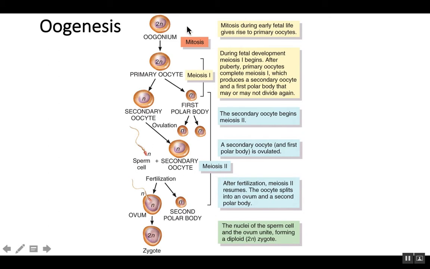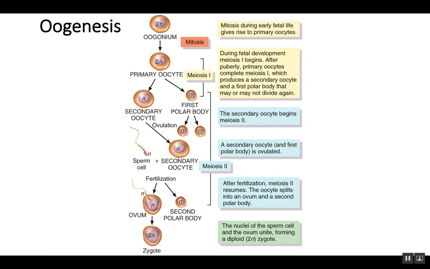But let's start at the beginning, and you'll notice many of these names are similar, but instead of a spermatocyte, we call it an oocyte. Just like instead of calling it a spermatogonium, the stem cell, we call it an oogonium. That oogonium has to divide by mitosis during fetal development in order to produce primary oocytes in each of the primordial follicles. During fetal development, meiosis 1 will begin.